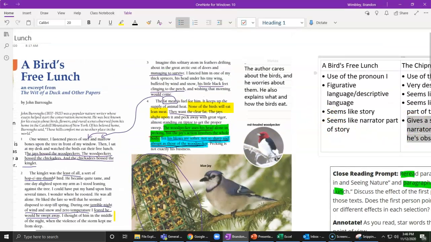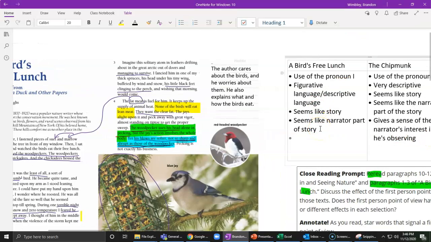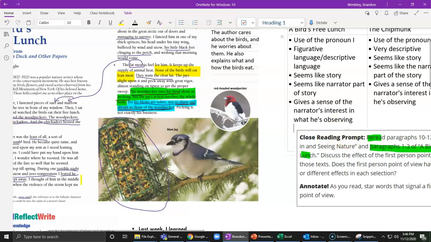So they both have very similar patterns going on. They both read like a story. They both have that descriptive language. They both use that pronoun I. They both, as the narrator, are invested in what's going on, and they give a sense of what the narrator's interested in, what he's observing. He's really caring about what's going on. Now, I want you guys to think about, how does this first person description of the chipmunk and the kinglet add to our understanding of the text?